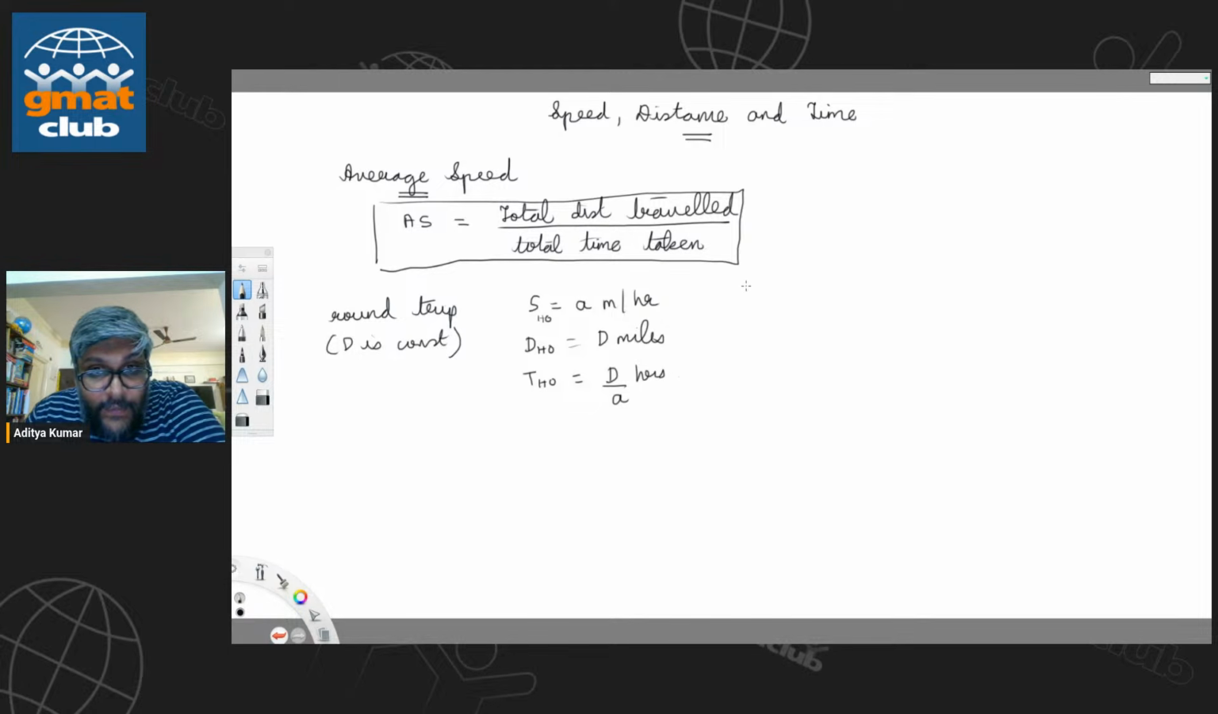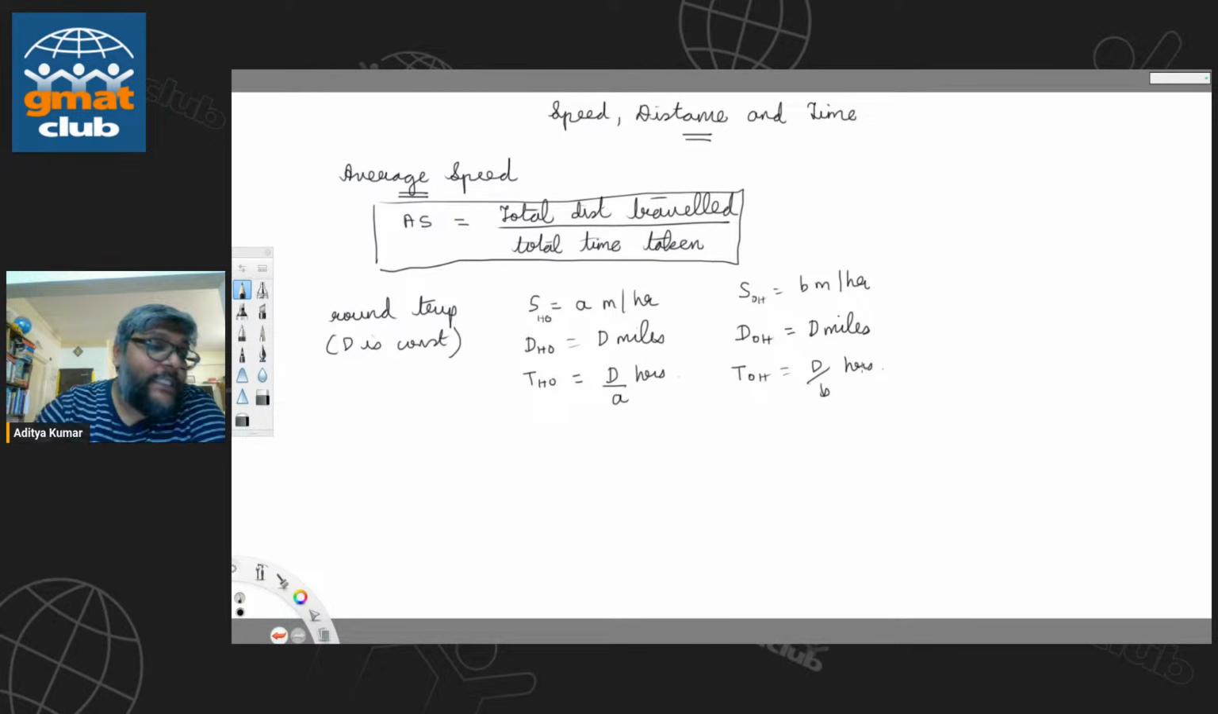Similarly, let's say the speed that I travel from office back home is B miles per hour. And let's say the distance from office to home, I travel along the same road, so it's going to be the same D miles. So the time that I take from office to home would be D by B hours.